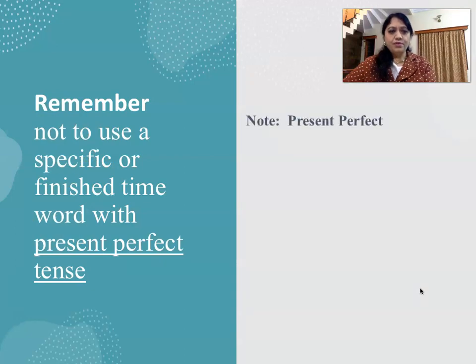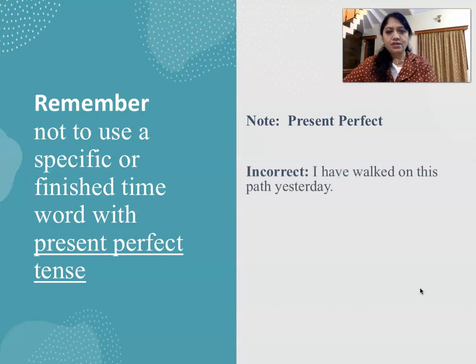This is a very important point. Remember not to use a specific or finished time word with the present perfect tense. It would be incorrect to say, I have walked on this path yesterday. Now, yesterday denotes that the time period is over, and according to that, the action should have ended. But here, it is not.